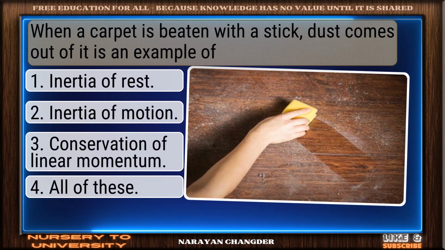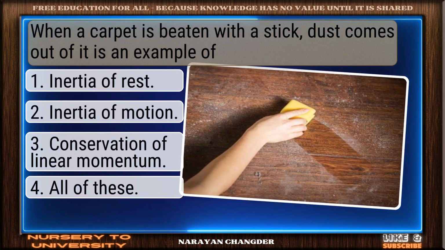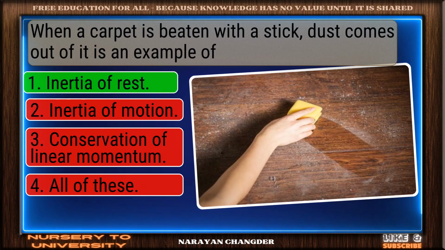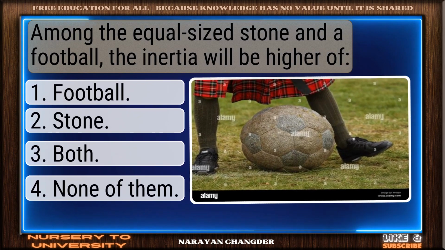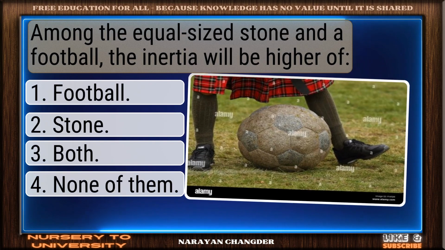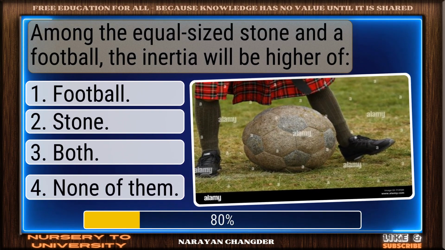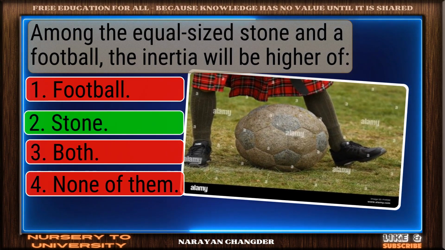When a carpet is beaten with a stick, dust comes out of it is an example of. Nicely done. Inertia of rest is a solid answer. Question number 133. Among the equal-sized stone and a football, the inertia will be higher of. Well picked. Stone is the correct answer.